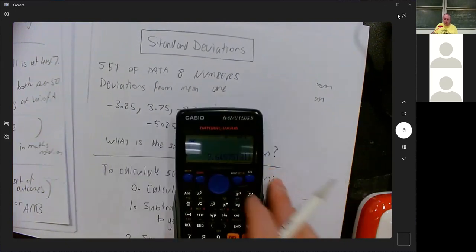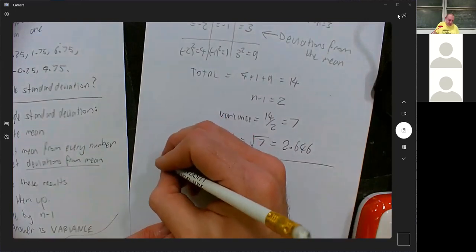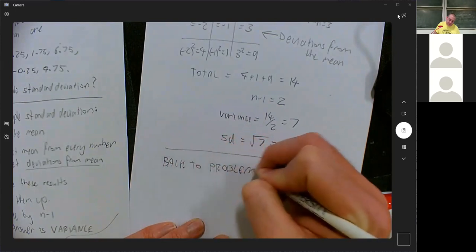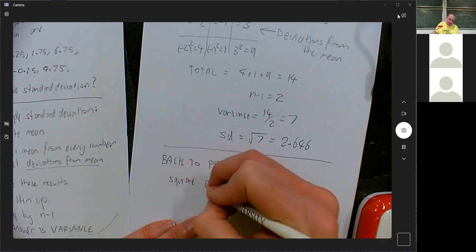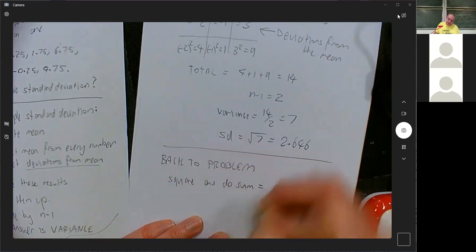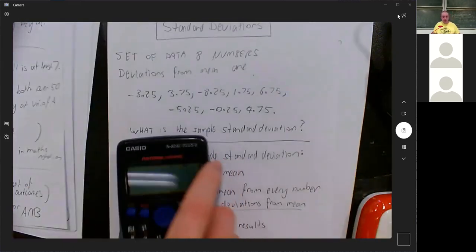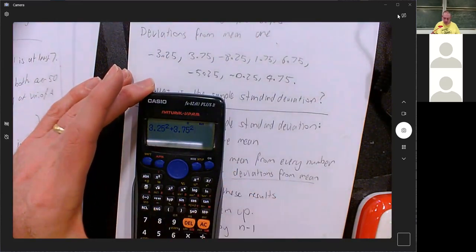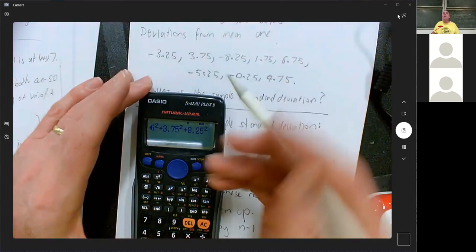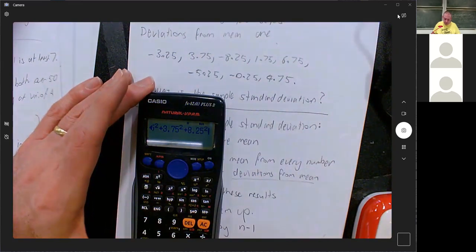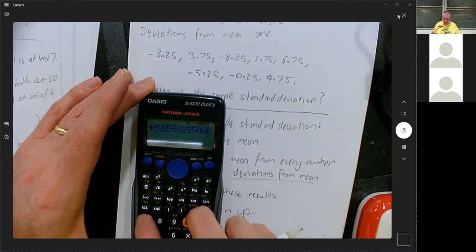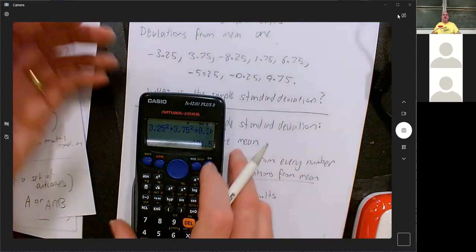So back to the original problem. I need to square and do the sum. So 3.25 squared plus 3.75 squared plus 8.25 squared. And I'm just ignoring the minuses because it'll all turn out the same anyway. Plus 1.75 squared plus 6.75 squared plus 5.25 squared plus 0.25 squared plus 0.75 squared is 191.5.